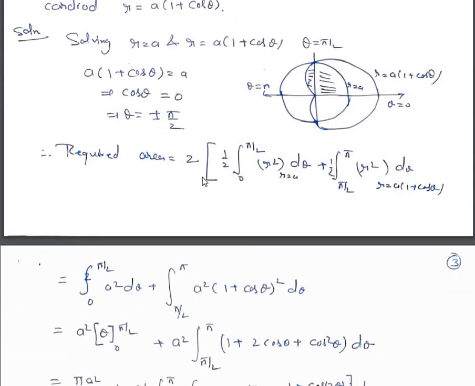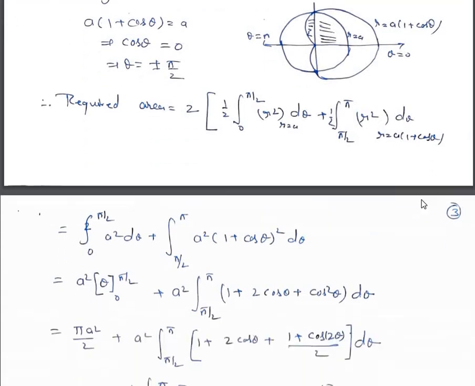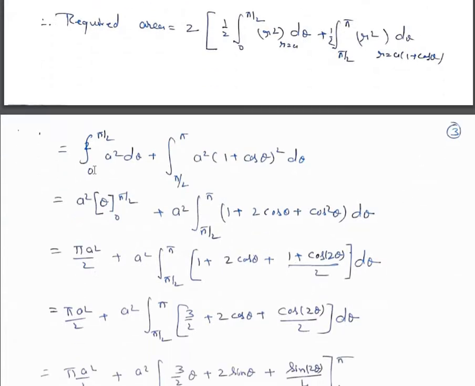So the required area is 2 times 1 upon 2 integral 0 to pi by 2 of r square d theta for r is equal to a, plus 1 upon 2 integral pi by 2 to pi of r square d theta for r is equal to a into 1 plus cos theta, which is equal to integral 0 to pi by 2 of a square d theta plus integral pi by 2 to pi of a square into 1 plus cos theta whole square d theta. So this is a square into theta from 0 to pi by 2. So this is pi a square upon 2.